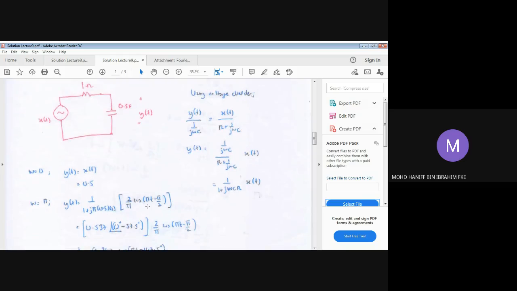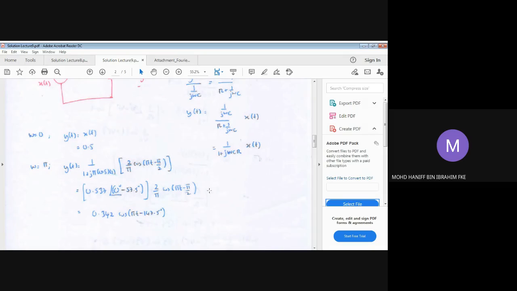So by solving this, you are going to get these equations here, 0.537 with the angle of negative 57.5 degrees, and multiply with this xt. So you end up getting yt will be 0.342 of cosine of these frequencies and the phase angle. Okay, so that should be your omega equals to pi, the second output for these frequencies.